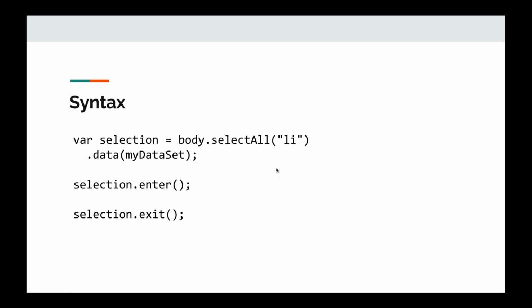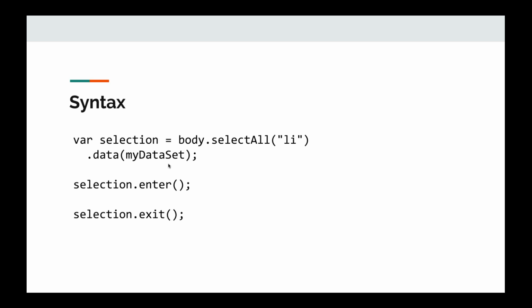Oh, and the syntax is something like this. You could break it out into multiple steps. Like here's my selection, select all, find the data. To get the things that are new that are coming in, you could say .enter. To take the things that need to leave, you could say .exit. And then the selection itself will already have the things in it that exist. You don't have to say .update or anything like that. Those are the things that exist already, are stored here.